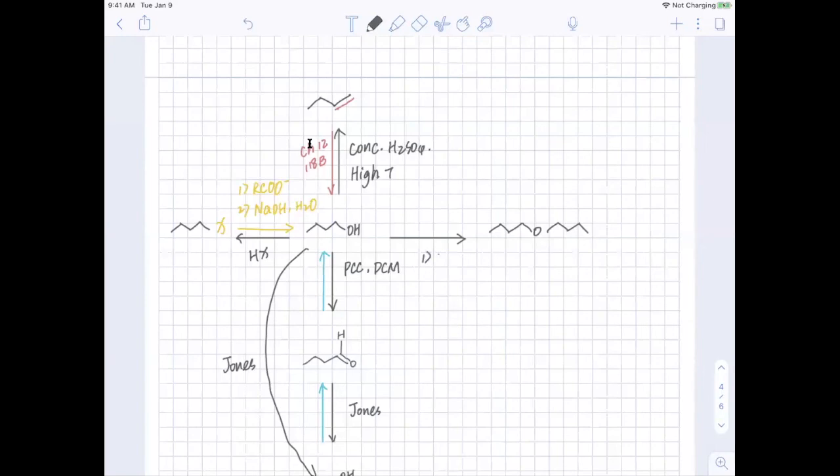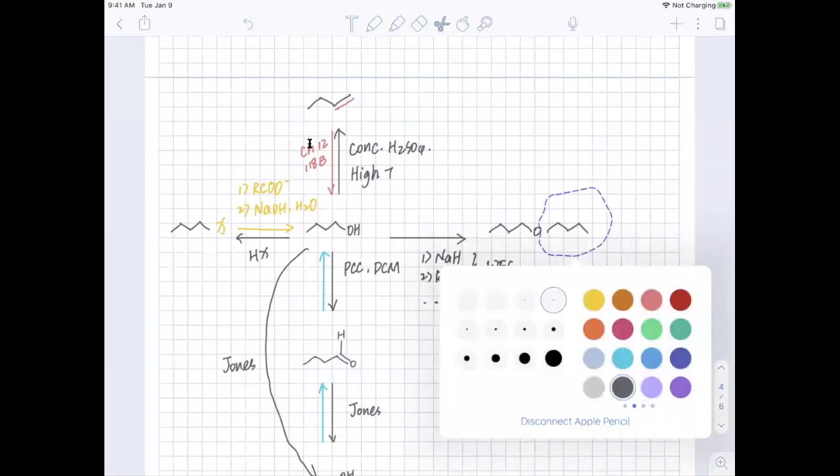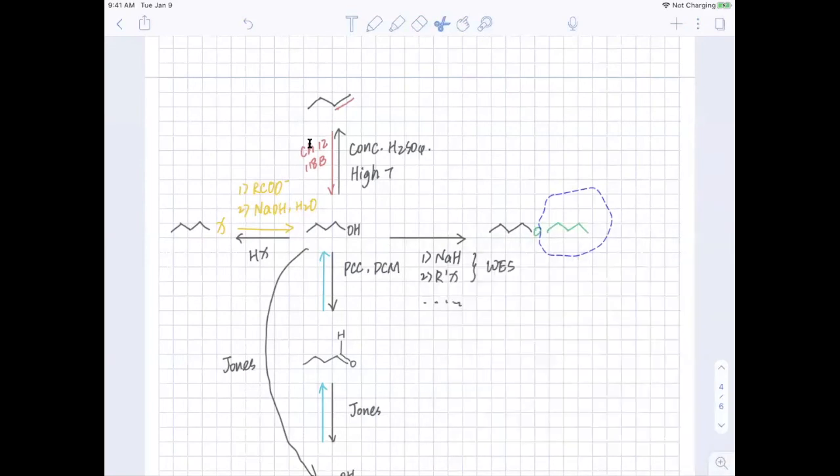The first step is going to use a base, and the second is going to use R'X, which is whatever the other side of the R is. So this is WES, Williamson ether synthesis. And there are other ways to do that as well, so I will just leave the blank here. Let me also change the color. Green. So what are the ways that ether can go back? Dilute sulfuric acid would work. Okay.